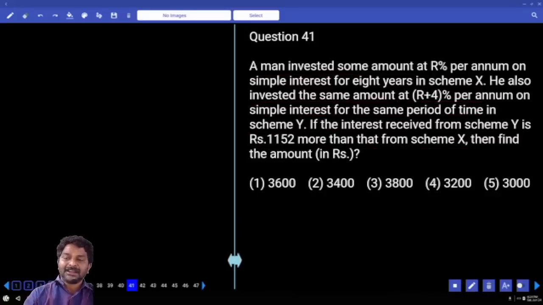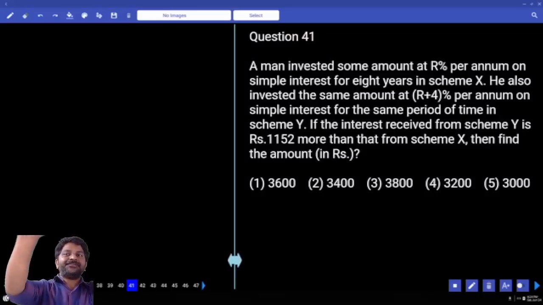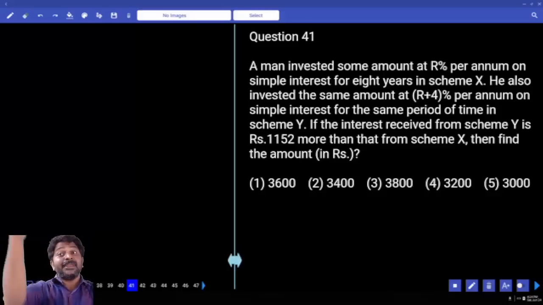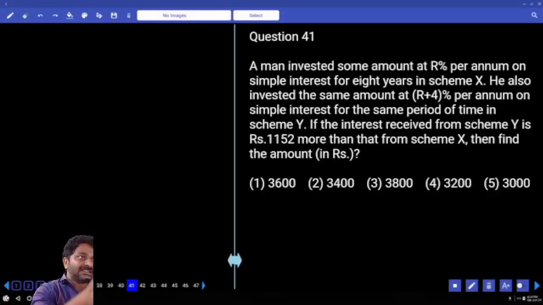Right. We were asked to calculate the 100% value. The principal is always 100%. In the first scheme and second scheme, the principals are the same. Time periods are also the same. First interest is R. Second interest is R plus 4, what is the difference? This is for 1 year, right? But it is given for how many years? 8 years difference, in a sense 32% only. 1 year 4%, 8 years, that means 1152 is equal to 32%. 1% value is that much?